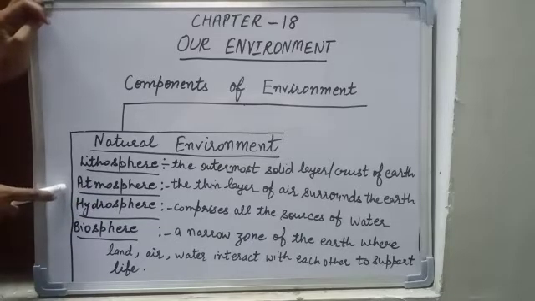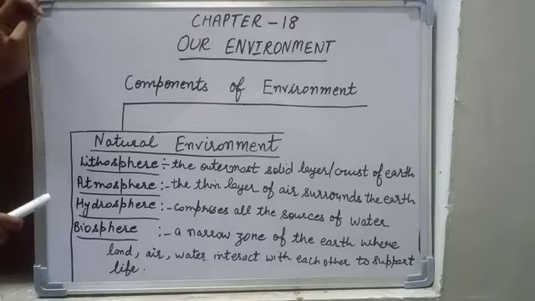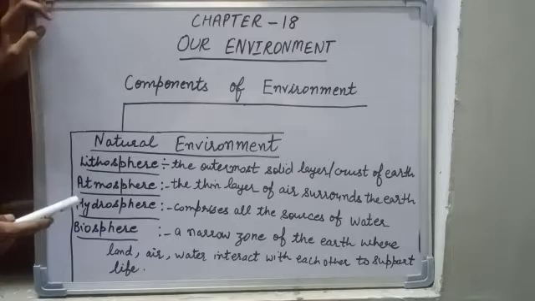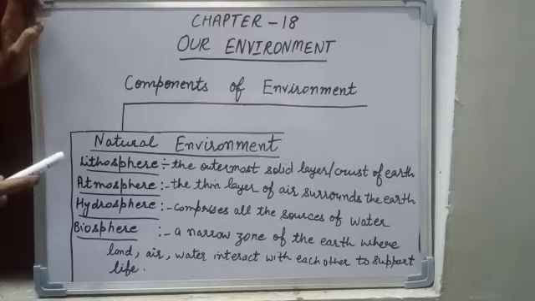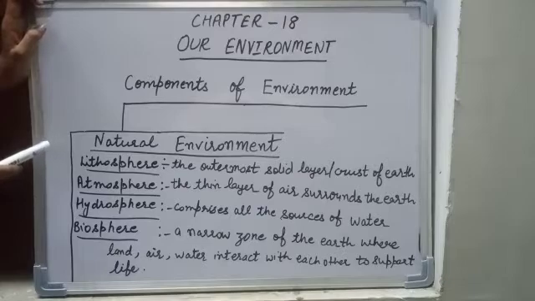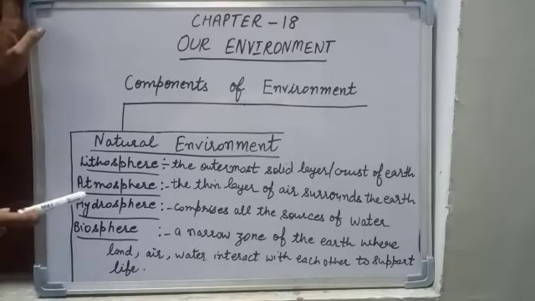The next is atmosphere. Atmosphere is the thin layer of air that surrounds the earth. It consists of gases such as oxygen, carbon dioxide, nitrogen, and dust and water vapor. The atmosphere traps the heat of the earth and also prevents the ultraviolet rays of the sun from affecting us. The atmosphere is also the domain where all weather phenomena take place, such as rain, winds, etc. Therefore, it is important for life to survive, as without air we cannot breathe.